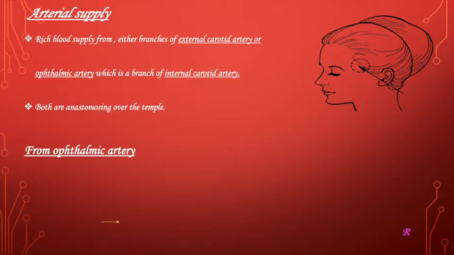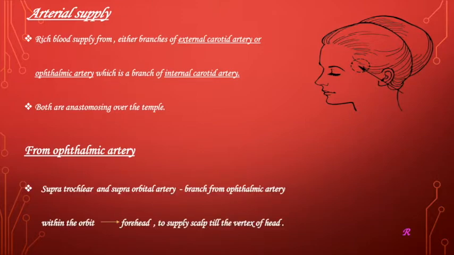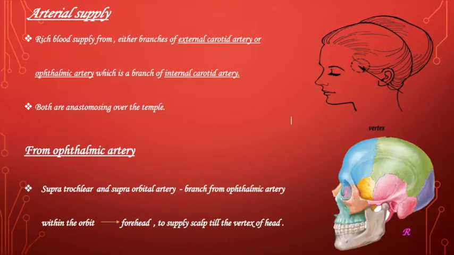First, we will study the branches of ophthalmic artery. There are two branches of ophthalmic artery which are supplying the entire scalp. They are supratrochlear and supraorbital arteries. Supratrochlear and supraorbital arteries are branches of ophthalmic artery. Within the orbit, they will branch from the ophthalmic artery. From there, they will move on to the forehead. Then, they will supply the scalp till the vertex of the head.